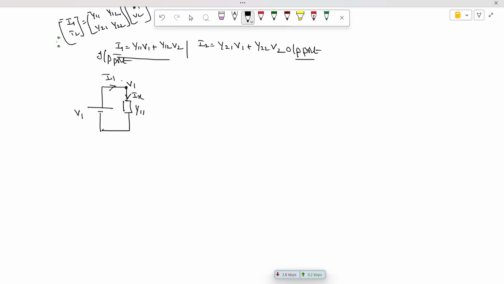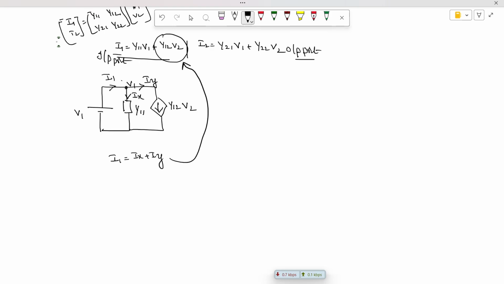So the current flowing in this branch is Y11 V1, and there is a current related to the output port that we are going to represent with a dependent source. The current is shown downward, its value is Y12 V2, and the current is Iy. Now when you apply KCL as before, I1 is equal to Ix plus Iy, and you will get the same expression.